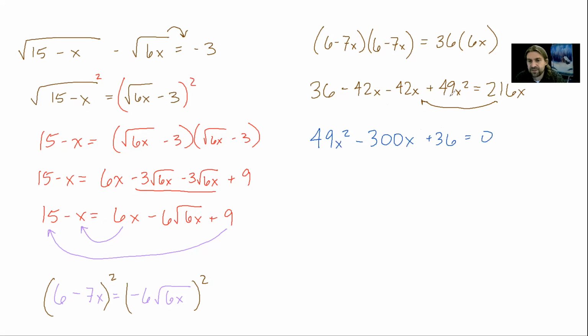So we just move some things around. Now we need to factor this. All right, this is where it gets a little tricky. If we don't like to factor, you can always do x equals negative b plus or minus the square root of b squared minus 4ac.